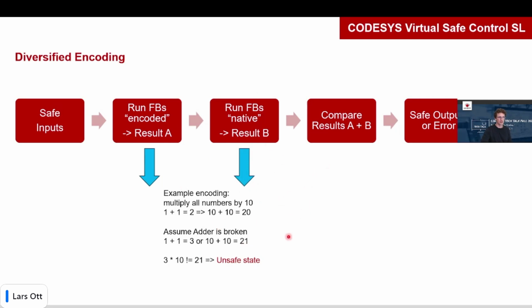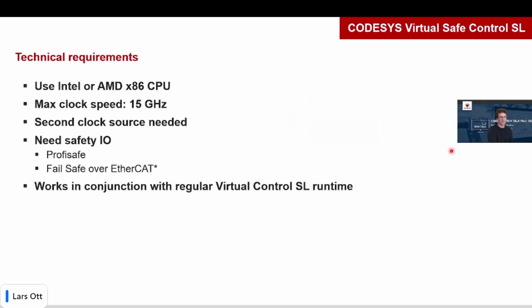Yeah, that's the basics of the diversified encoding. And then once you've run it twice, you compare the results. And you then have your safe outputs that are sent to the safe output IO, or you get into an error state, in which case the outputs would go into the safe state. That's the 30,000-foot view on how it works under the hood.